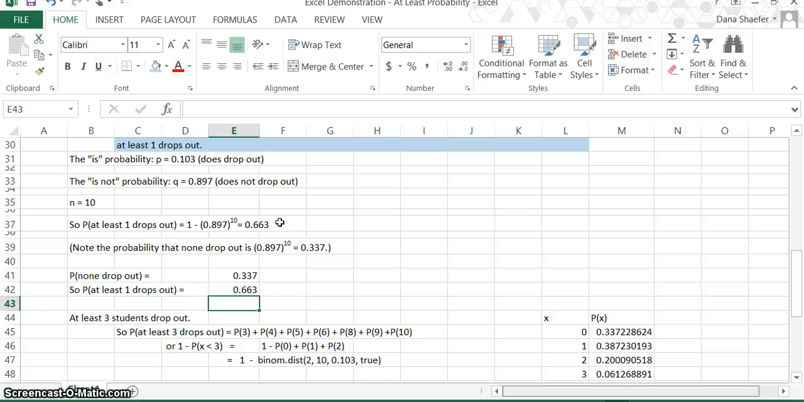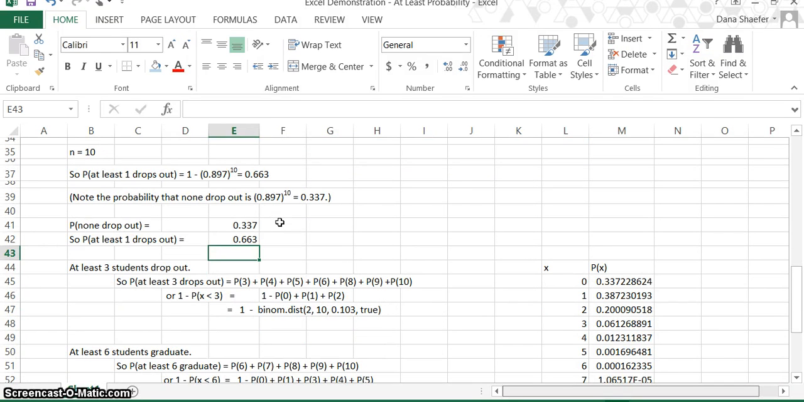So let's try this idea again, but this time I wanted to try some that are similar to the ones that we have in our textbook. And so in our textbook, we have other things besides at least one. So I'm going to go through this example 2 more times, and the first time we're going to say at least 3 students drop out.